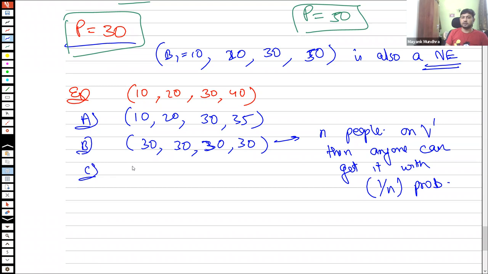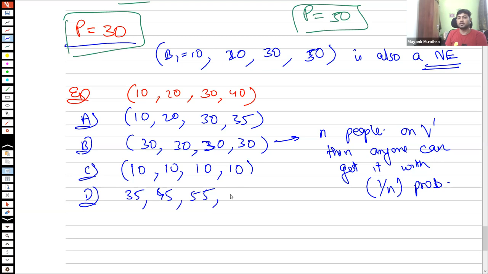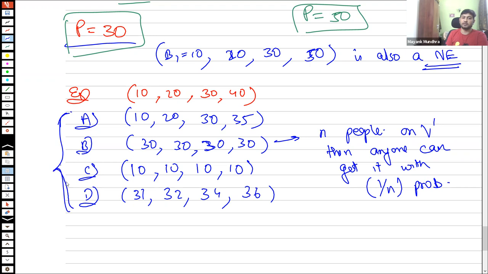C is 10, 10, 10, 10. And D is 31, 32, 34, 36. So which of these multiple could be correct? Which of these are Nash equilibria? Remember, all you have to check is no incentive to deviate, nothing else. None of the agents should have an incentive to deviate.